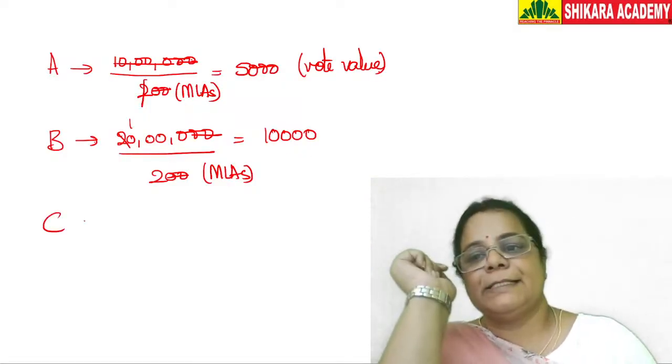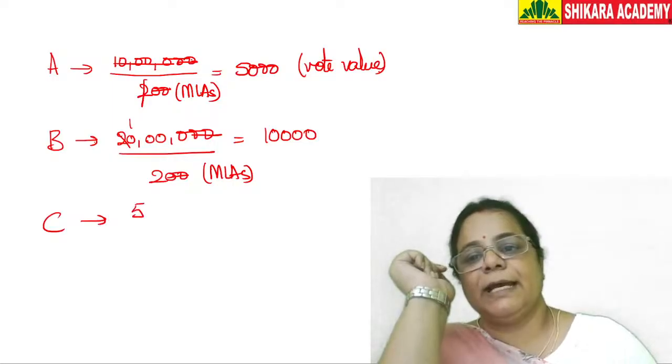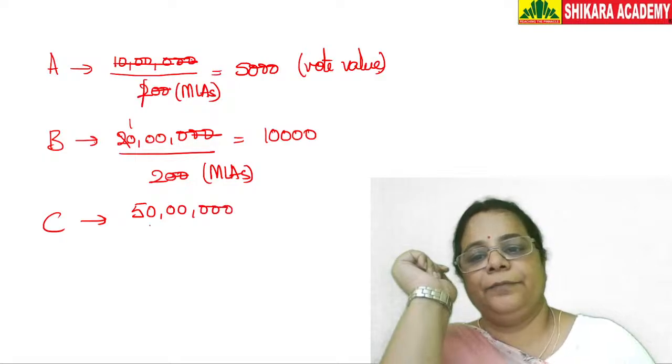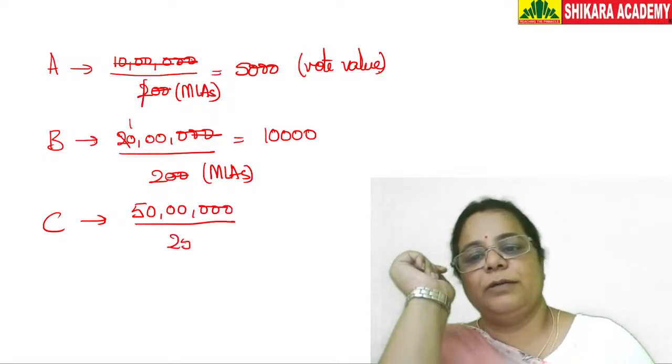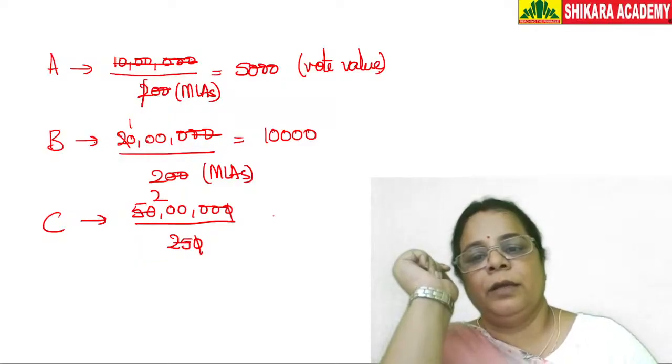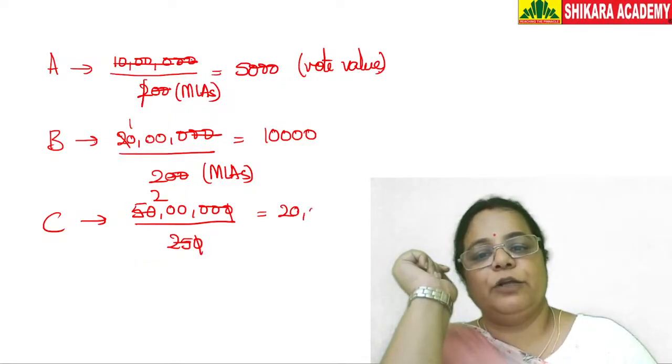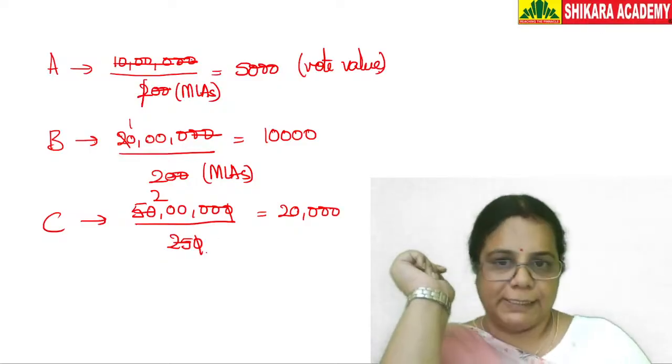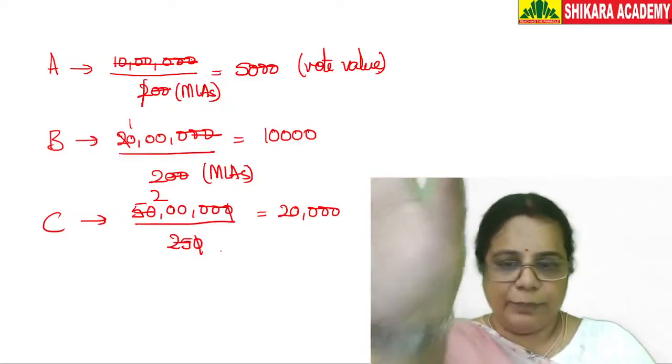Take a state C. Imagine state C has a 50 lakh population and 200 MLAs, which means 25,000 is the vote value of each MLA of state C. So this is the basic vote value.